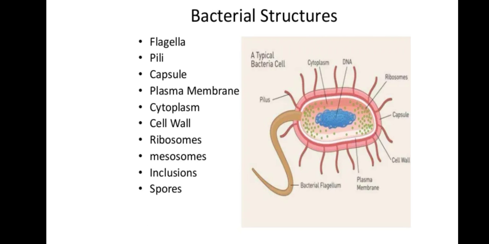A general structure of bacteria. In a bacterial cell, bacteria contain flagella, pili, capsule, plasma membrane, cytoplasm, cell wall, ribosomes, mesosomes, inclusions, and spores. In this picture, we are seeing a long part which helps bacteria for movement, that is flagella, and also cilia may be present on the cell, but here we are saying pili also help in the movement of bacteria.